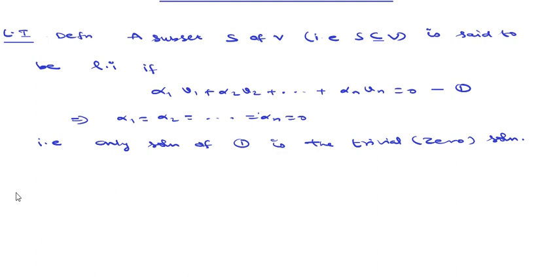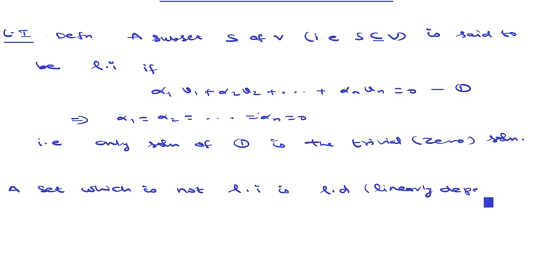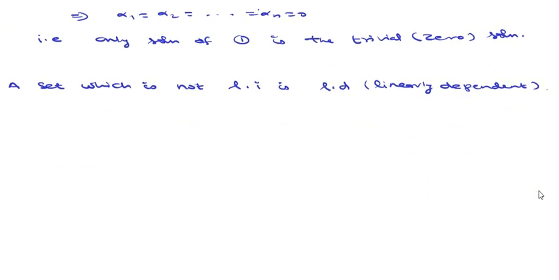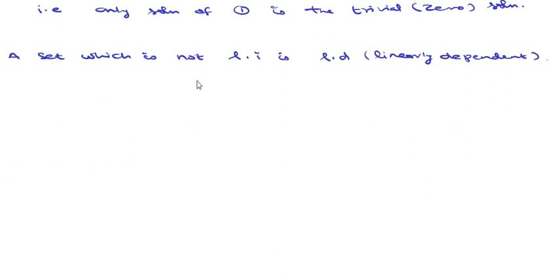Now a set which is not linearly independent is linearly dependent. So linearly dependent we denote as LD. Now we will see some properties of linearly independent sets. So basically a linearly independent set is a subset of V. Properties.